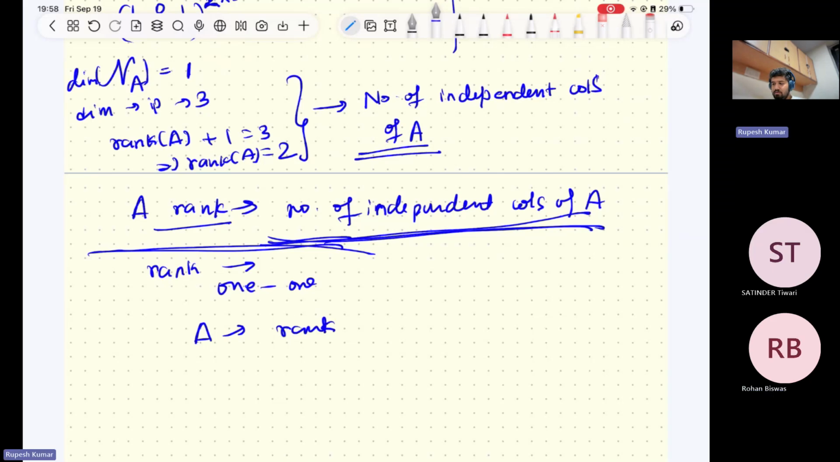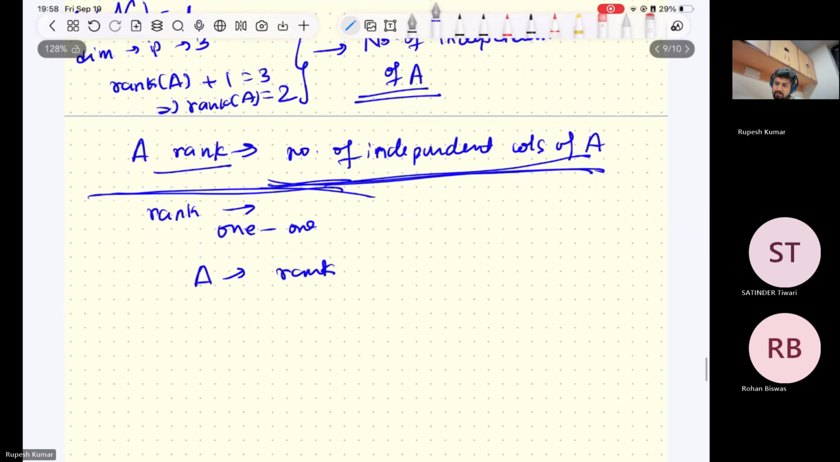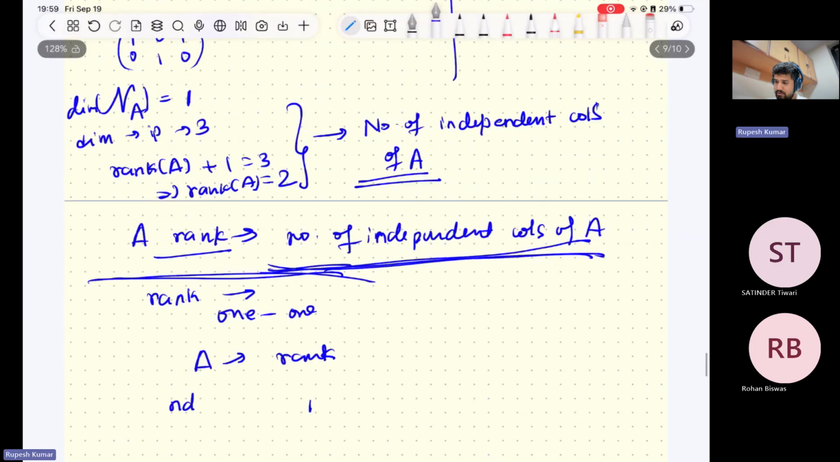So this is how rank is defined. Let me think. Let's say I have an n-dimensional space, and one dimension is going there.